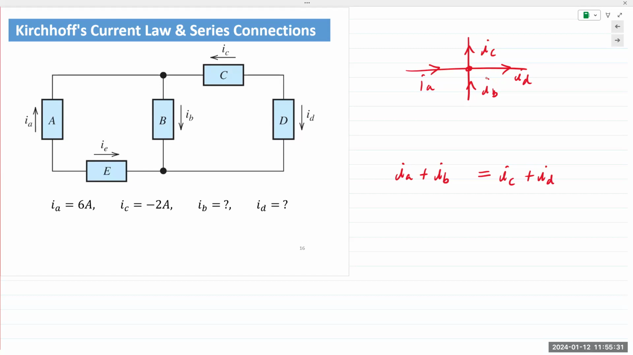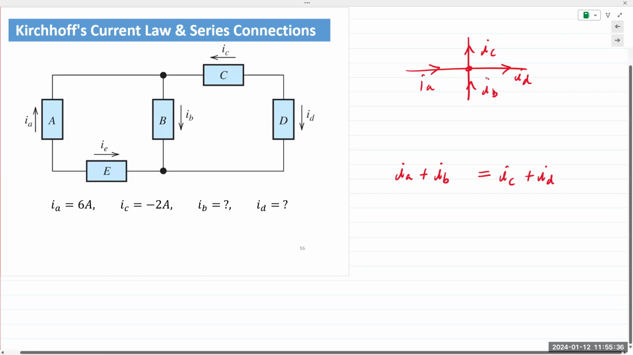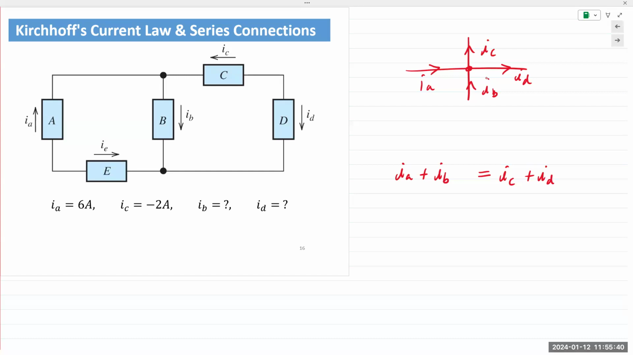Think of it as a traffic junction. All vehicles entering a junction have to equal all vehicles leaving a junction. Otherwise, you'd have Die Hard 4.